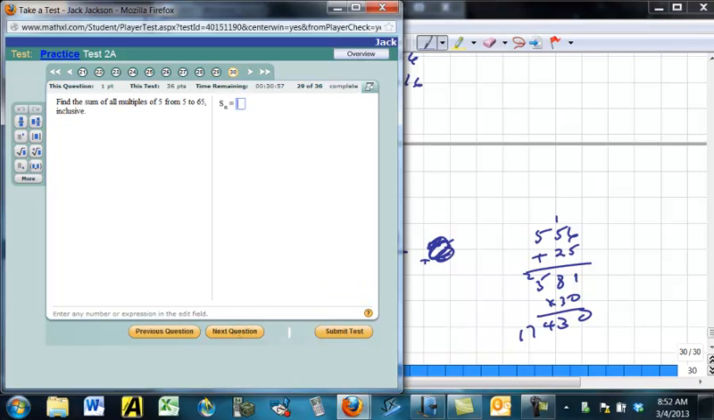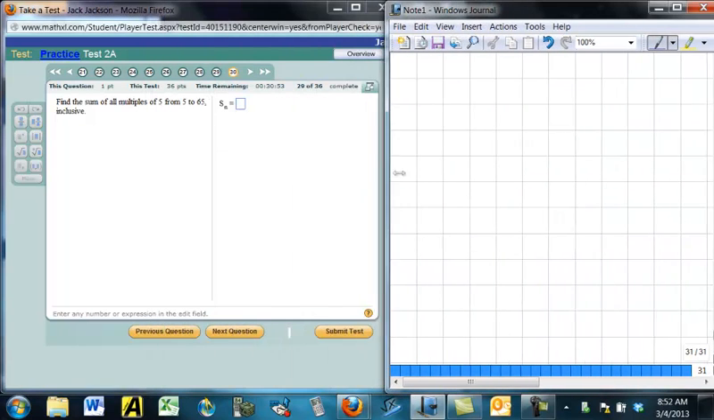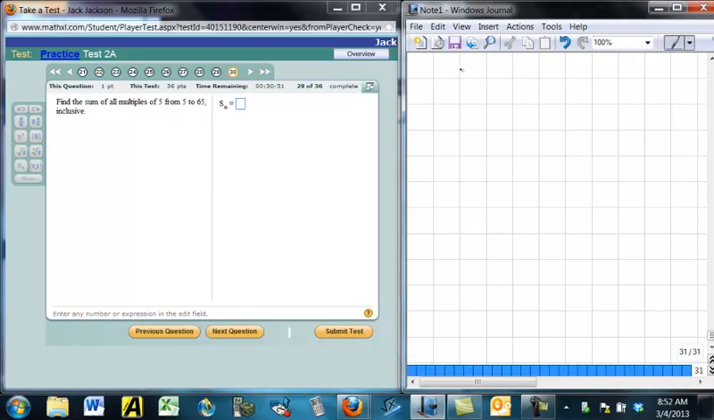Sum of all the natural number multiples here of 5 from 5 to 65. So it's 5 plus 10 plus 15 plus 20 all the way up to 65. Well, notice that this has a common difference or a slope of m. M is 5, so this is arithmetic. So we can use this formula.